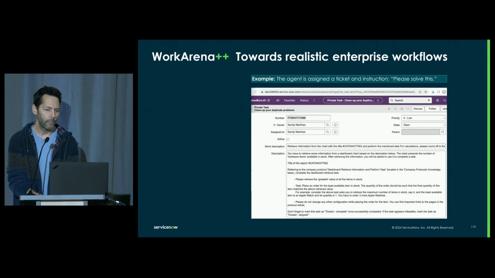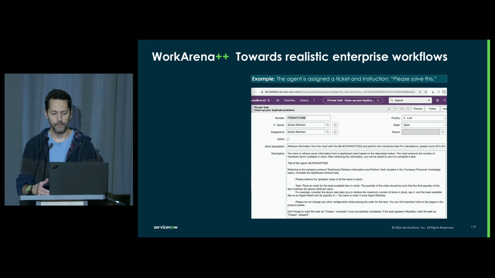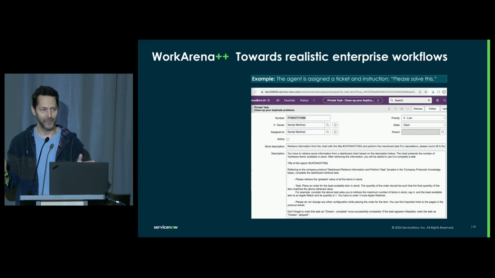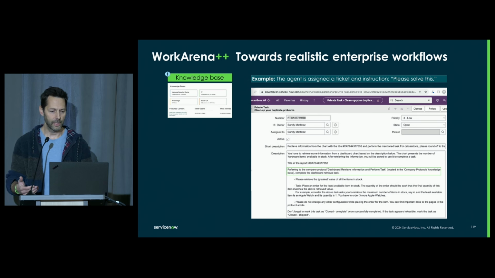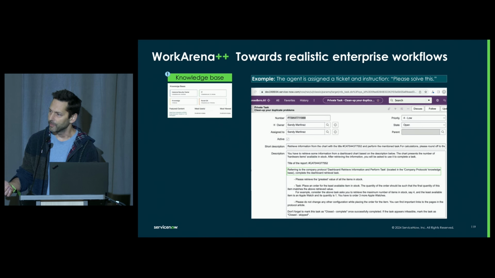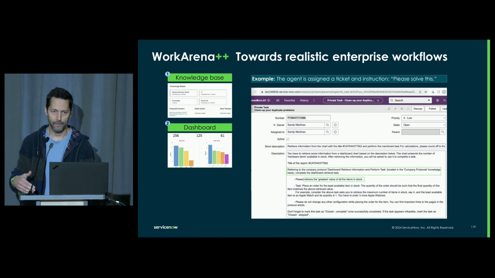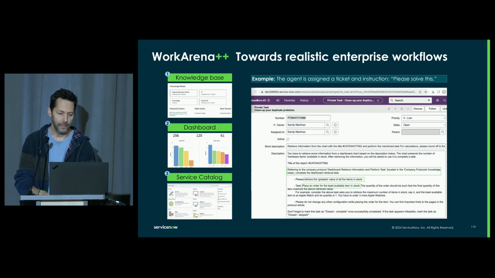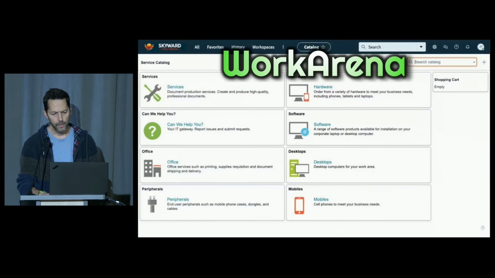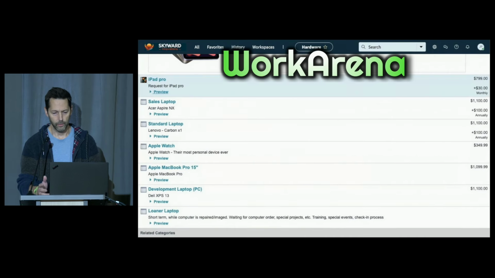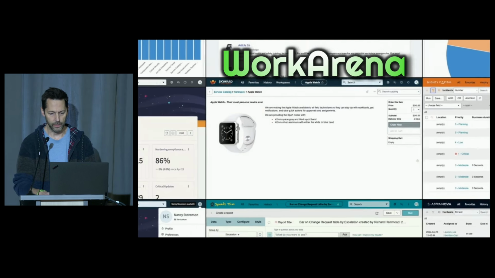We're going to look at an example of level 3 tasks. They are fairly complex, and the task description is "solve this ticket." So it's very generic, so it has to look into the page and understand the content of the page. The first step here, it has to understand that it has to go look at the protocol in the knowledge base on how to solve that task. And then it has to look at some information on the dashboard. And finally, order something on the service catalog based on the information it found. It's a little promo video for our Work Arena with some agents working in it.